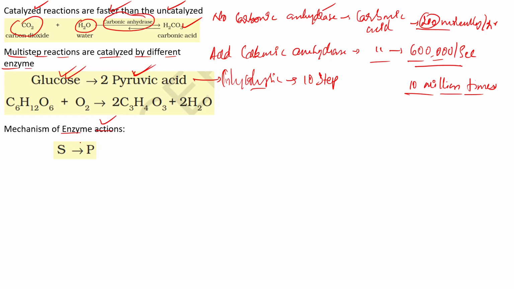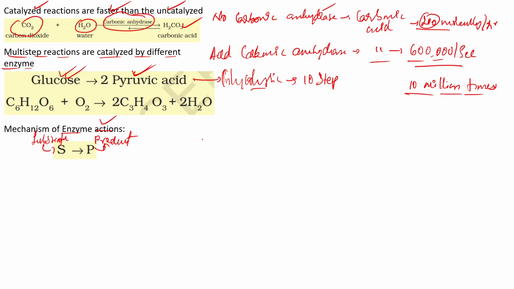So here we have the simplest form of equation, that is S to P. The S here mainly stands for the substrate, and the P mainly stands for the product, right? However, the equation over here looks very simple, but it isn't.